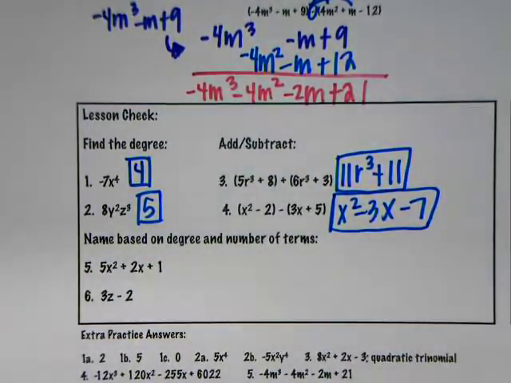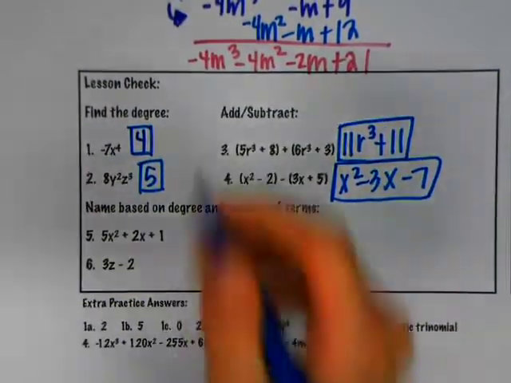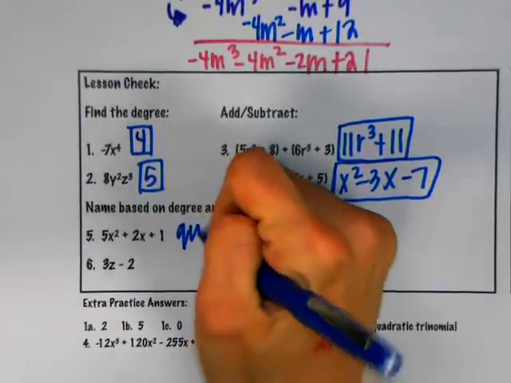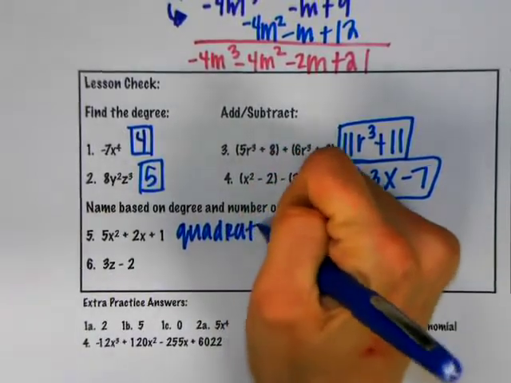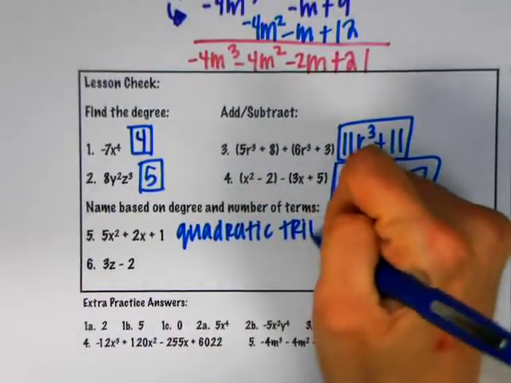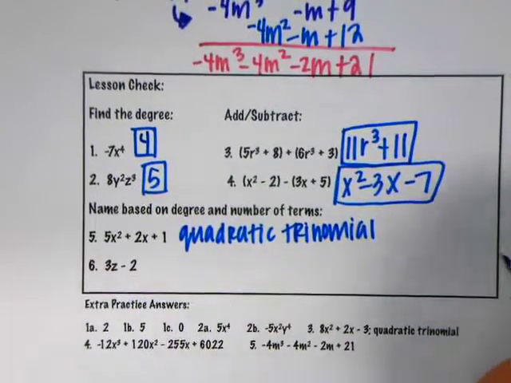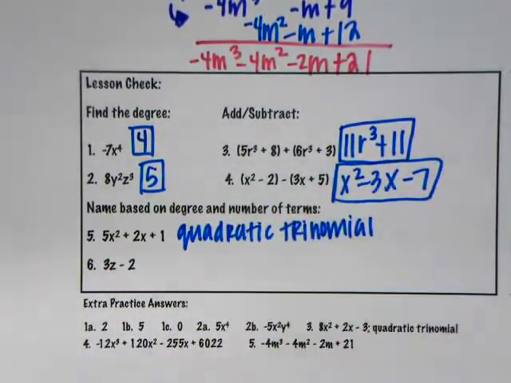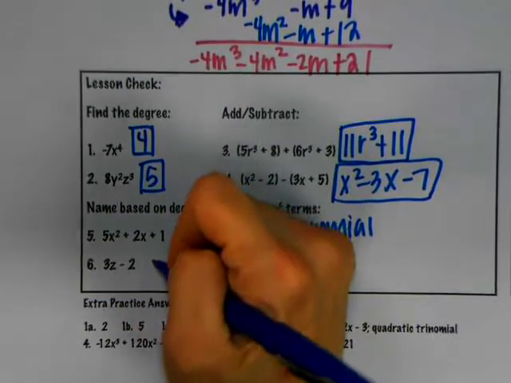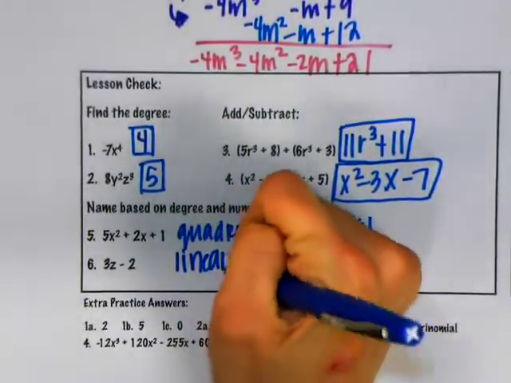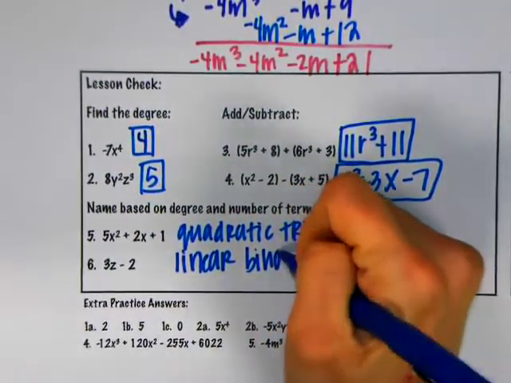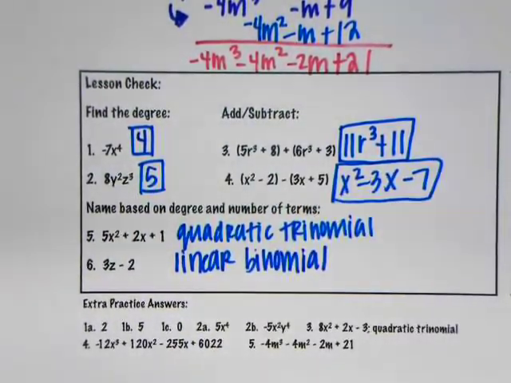Okay, and then naming 5 and 6. So what's 5? A quadratic, what? Yep, trinomial. Okay, what about 6? No constants if there's no variable at all. Remember y equals mx plus b. Linear, yep. Say linear what? Binomial, yep. Questions?